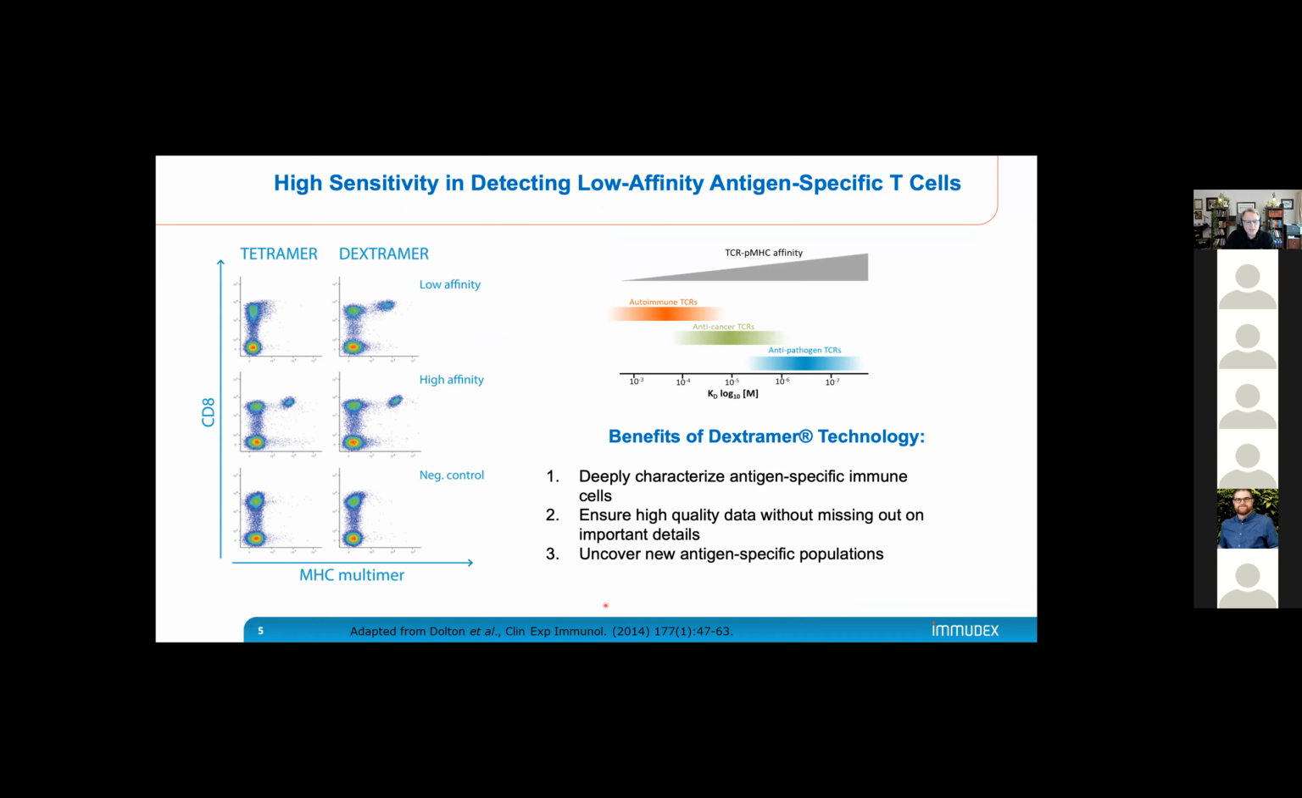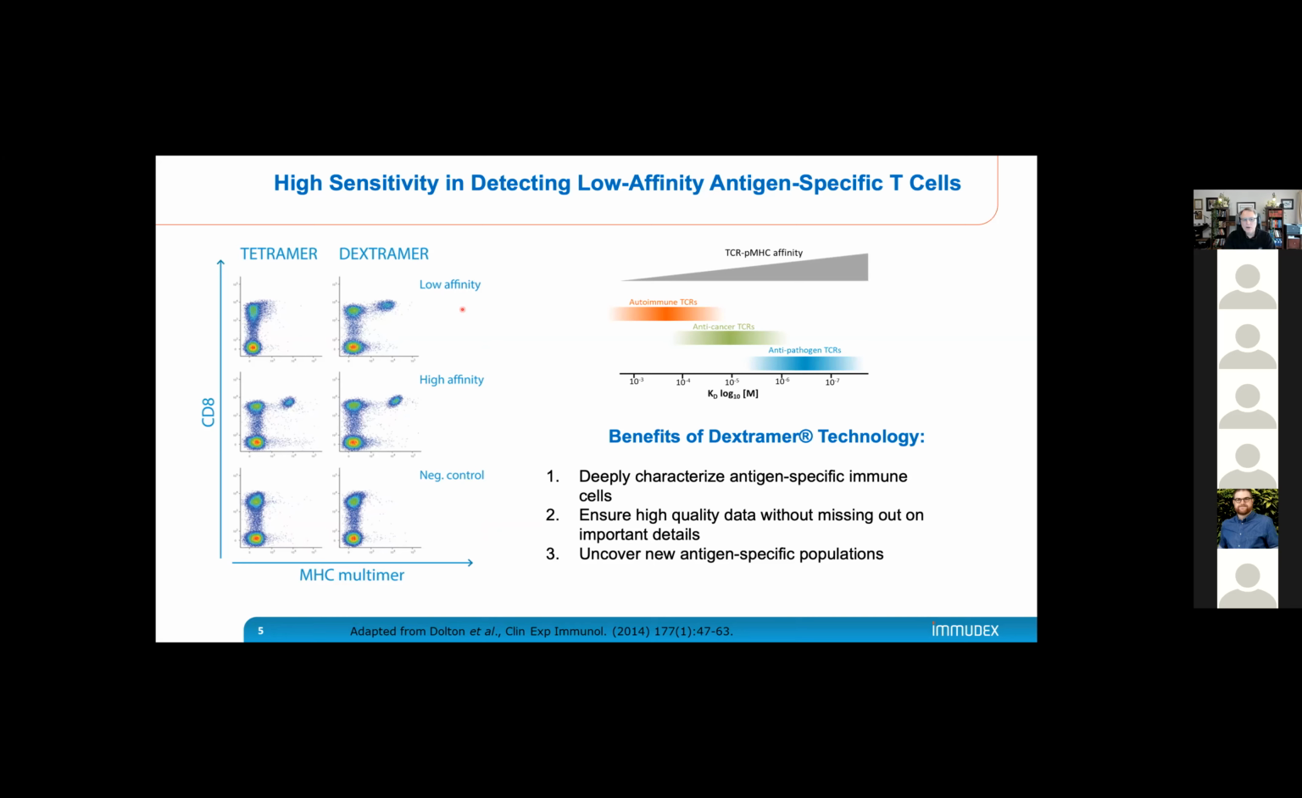So let's look at this old paper here, 2014 now. This paper is getting long in the tooth, but I like showing this as an example because this was a completely academic publication. There was not a single Immudex employee involved in this paper. And it did a direct comparison between classical tetramer technology versus our dextramers. And you can see both the negative controls are clean. And the high affinity T cell receptors, you can see that both the tetramer and the dextramer will give you a well-separated population. This is a flow cytometry meeting, so everyone knows it'd be very easy to isolate and sort either one of these populations.